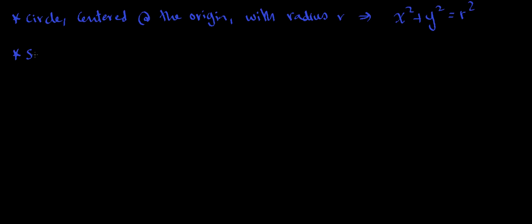Well, the equation of a sphere is not that different. So a sphere centered at the origin with radius r is gonna have this equation: x squared plus y squared plus z squared is equal to r squared. And as you can see, these look similar. The only difference is that we have to account for the extra variable here, which is z.